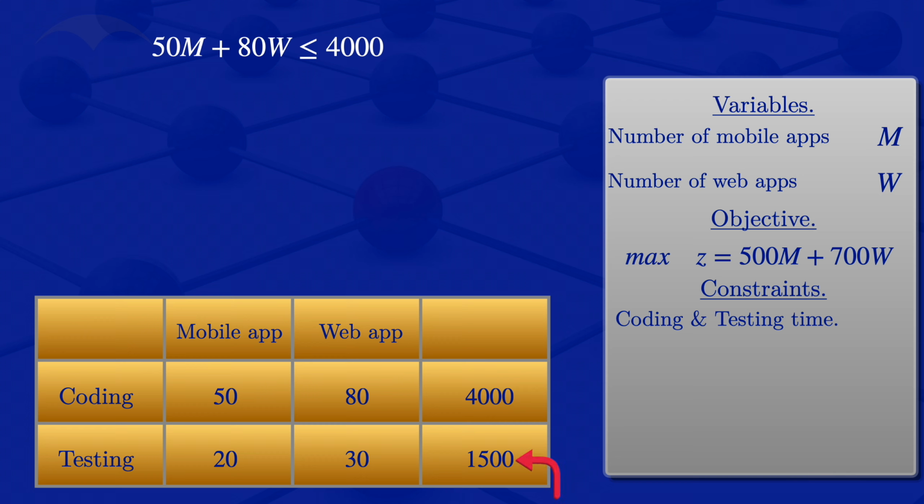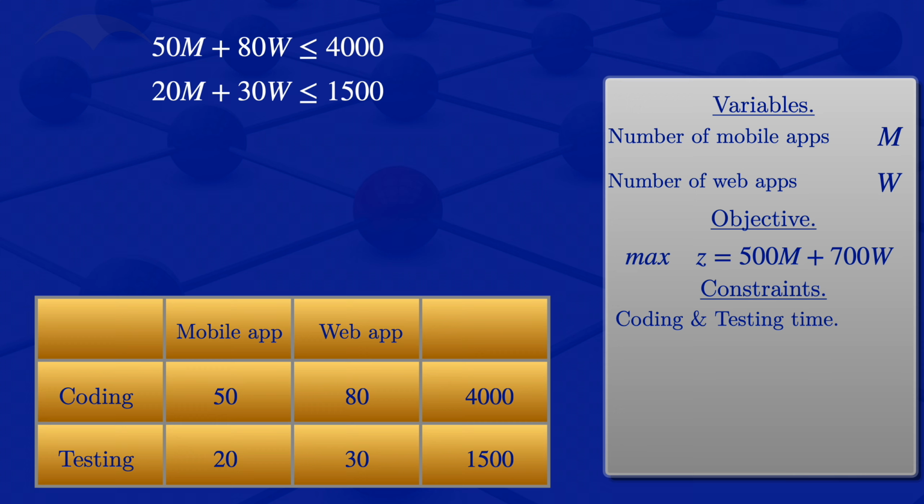Then go on and look at this row where we now have the testing time. Each mobile app requires 20 hours of testing. Each web app requires 30 hours of testing. But we are making M mobile apps and W web apps. So the time spent on testing there will be 20 times M plus 30 times W, and we are saying it should not exceed 1,500. So it will be less than or equal to 1,500. So our constraint there will be 20M plus 30W is less than or equal to 1,500.